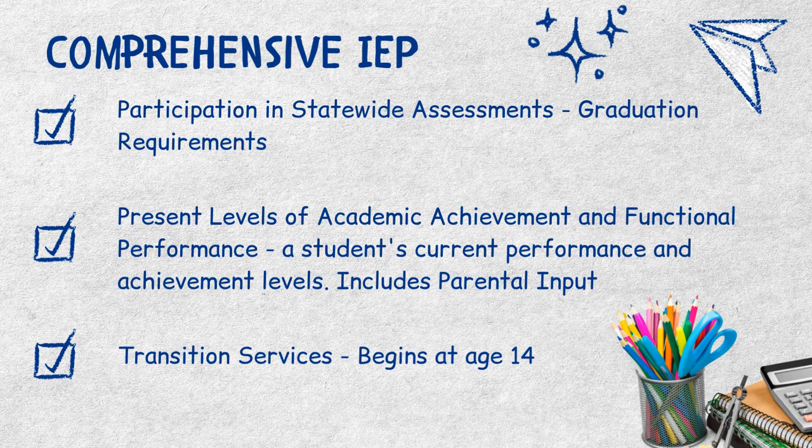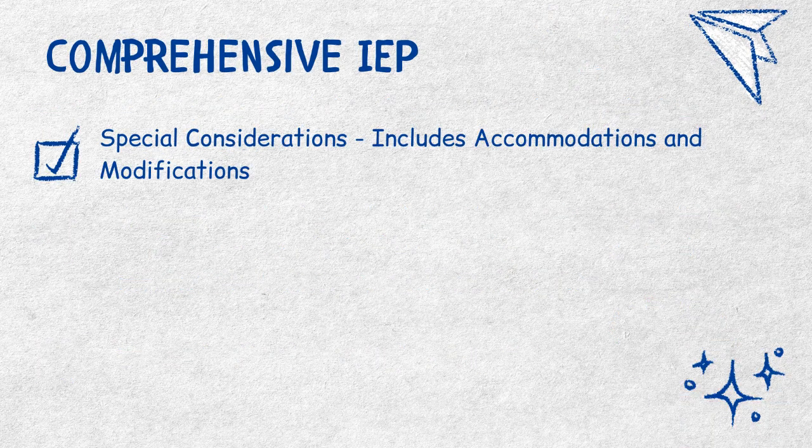If your child is 14 or older, you'll discuss transition services as part of their IEP. And transition services prepare a special education student for post-secondary goals in areas such as education and training, employment, and/or independent living. The next section of the IEP is called Special Considerations, and it includes information about a student's communication needs, assistive technology needs, behavioral interventions, supplementary aids and services, program modifications, and qualifications for extended school year, or ESY.